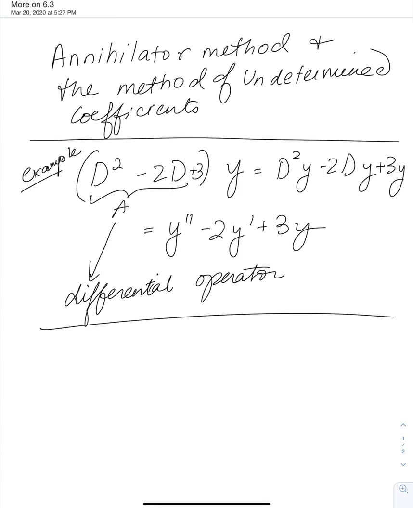Okay, so what's an annihilator? You say a differential operator A is said to annihilate a function f if A applied to f is the zero function. So we're talking about linear differential operators.